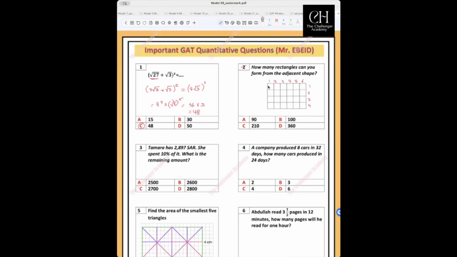If you want to add from 1 to 6, it will be 1 plus 6 over 2 times 6, or you can add manually. It will be 1 plus 2, which equals 3, 3 plus 3, which equals 6, 6 plus 4 equals 10, 10 plus 11, which equals 21, times 1 plus 2, which equals 3, 3 plus 3 equals 6, 6 plus 4, which equals 10. So it's 21 times 10, which equals 210. So it's C.